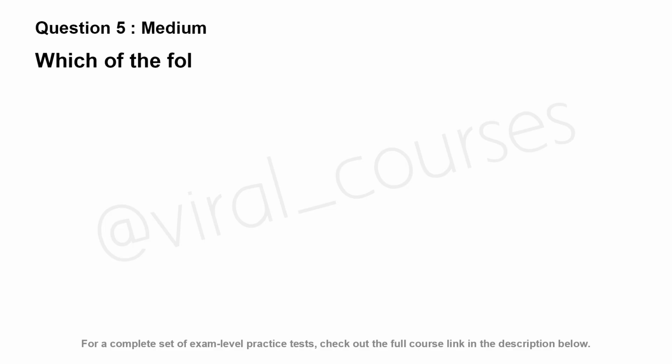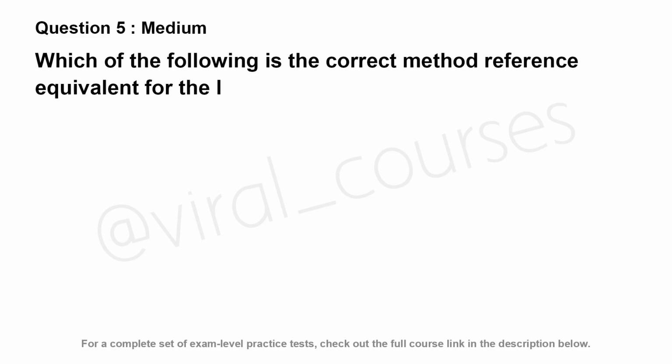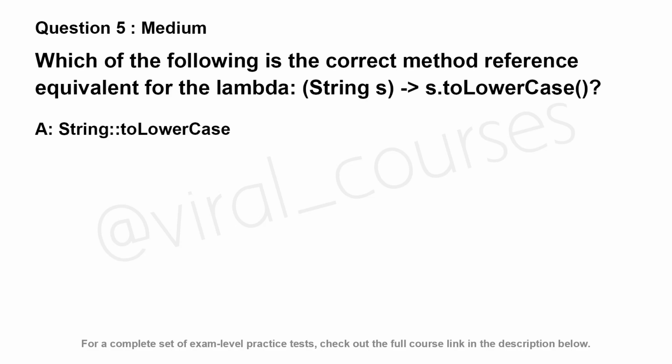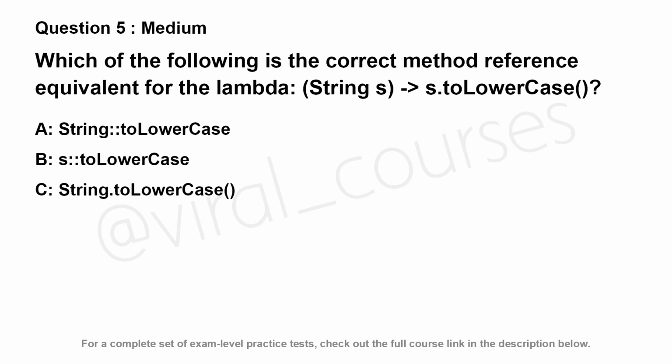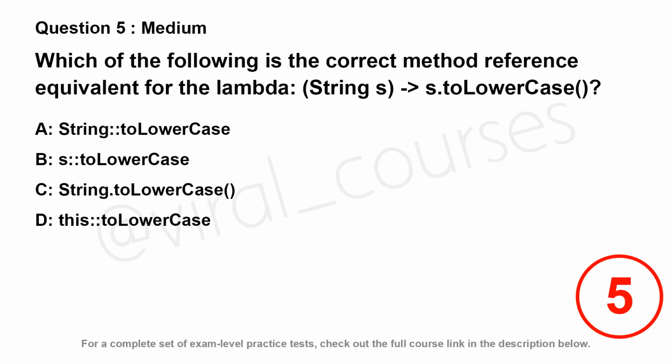Which of the following is the correct method reference equivalent for the lambda (String s) -> s.toLowerCase()? Option A, String::toLowerCase. Option B, s::toLowerCase. Option C, String.toLowerCase(). Option D, this::toLowerCase.